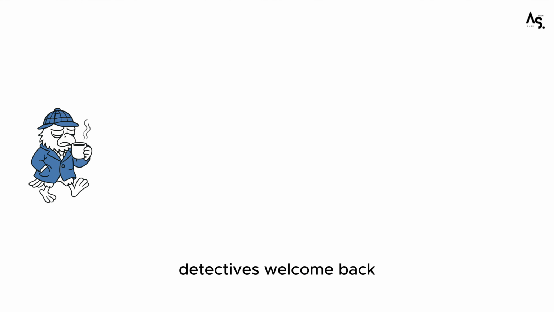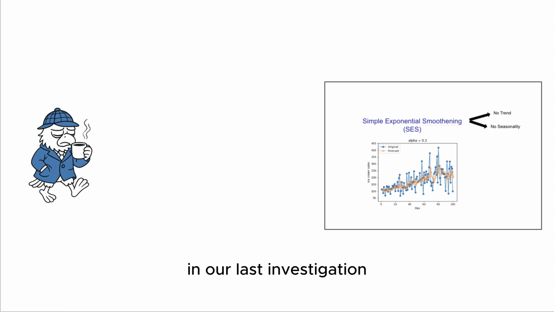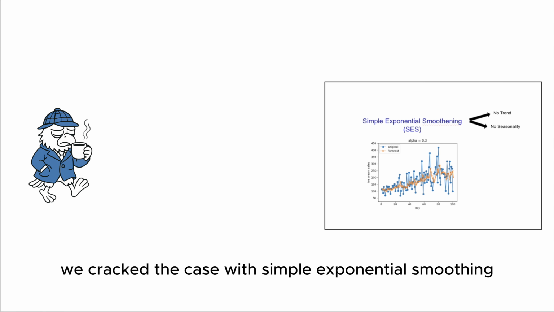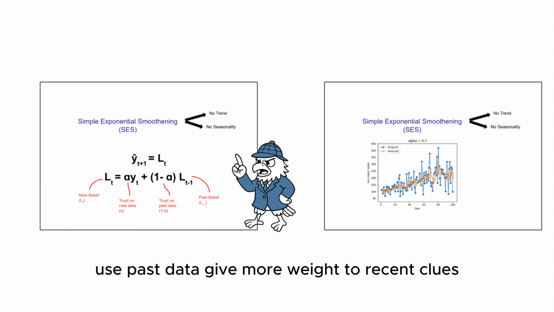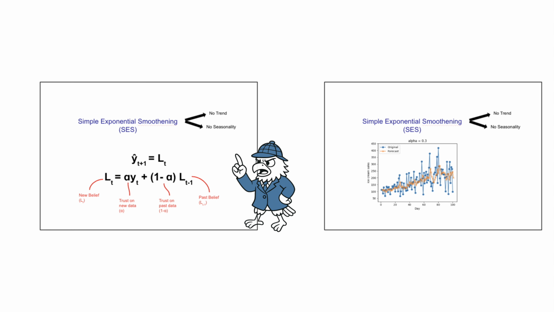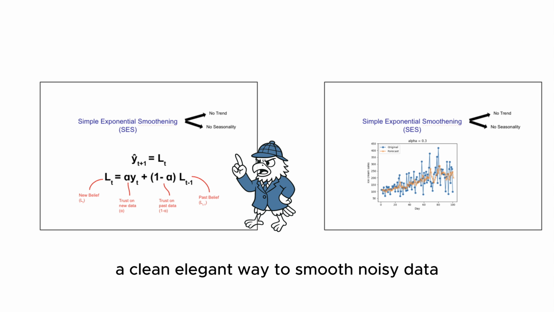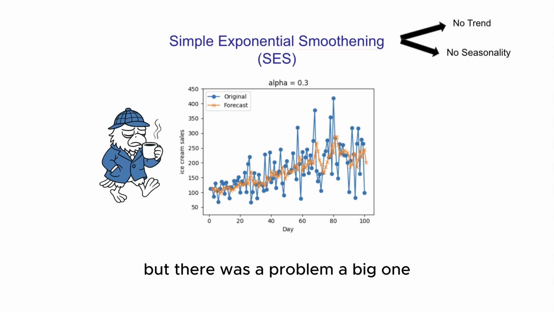Detectives, welcome back. In our last investigation, we cracked the case with simple exponential smoothing. We learned something simple but powerful. Use past data, give more weight to recent clues, and update our belief step by step. A clean, elegant way to smooth noisy data. But there was a problem, a big one.